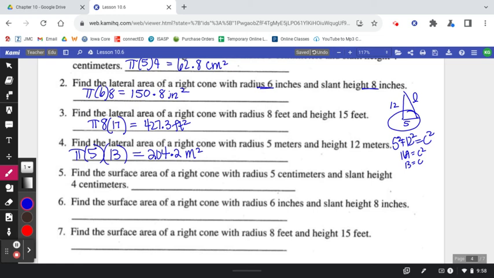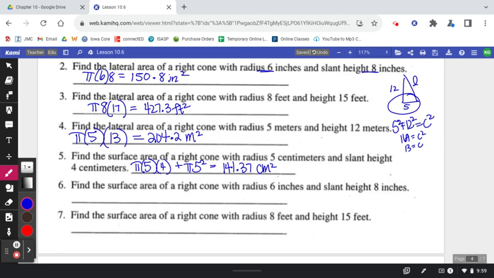Okay, find the surface area of a right cone whose radius is 5 and slant height is 4. So first I'll need to find the sides, the lateral area. So pi radius slant height. And I need to add, in order to do the surface area, the base, which is a circle. So pi radius squared. 141.37 centimeters squared.